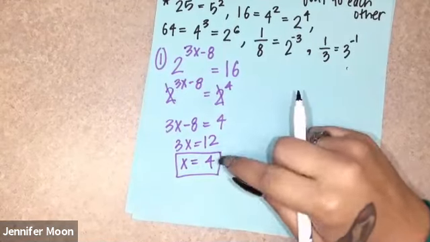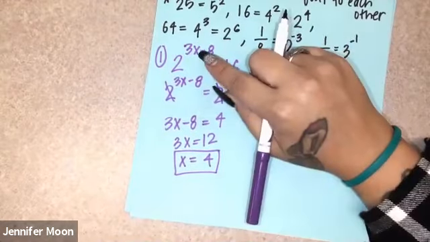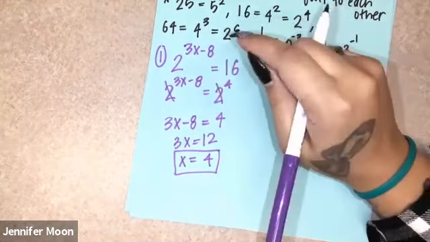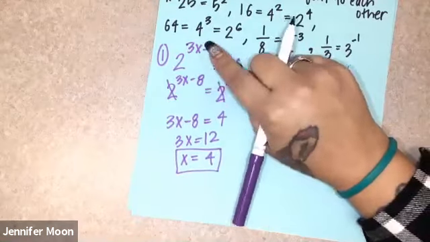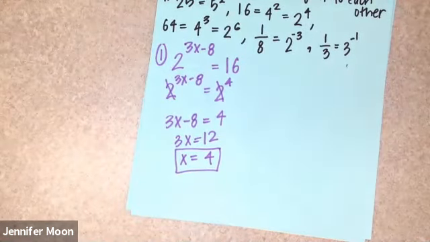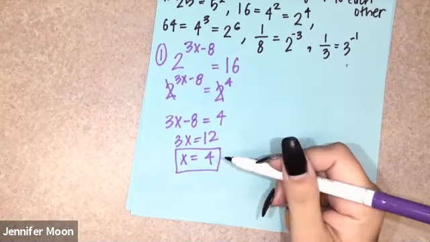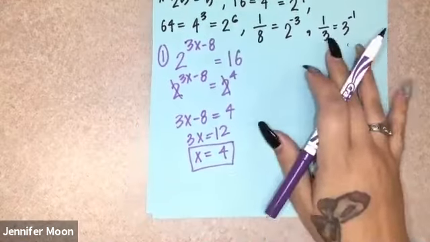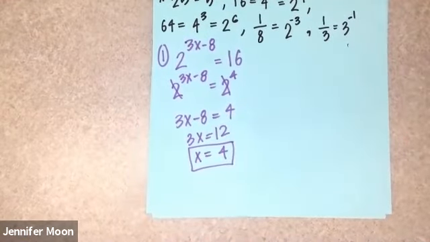And then if you did want to check yourself, 3 times 4 is 12, minus 8 would be 4, and 2 to the 4th would equal 16. Usually you can just look and see that an answer is pretty insane and I don't think it's going to work. But going back and plugging it in, I do see that 4 is what my x is.